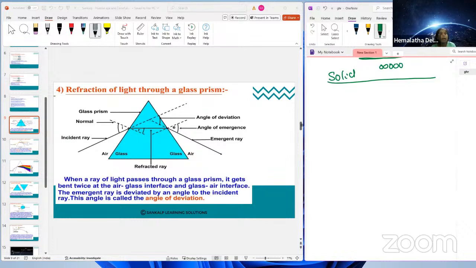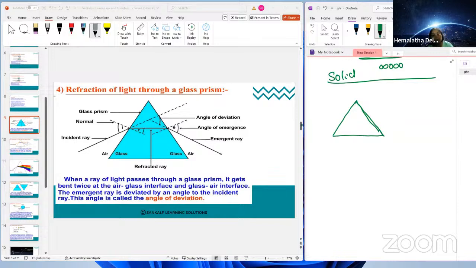How does it look? It is actually a plane figure, but if you take it as a solid, it consists of three rectangular faces bound to each other and two triangular bases. This combination of a glass item is known as a glass prism. Now, suppose a white light enters into the glass prism, which is a triangular glass prism.